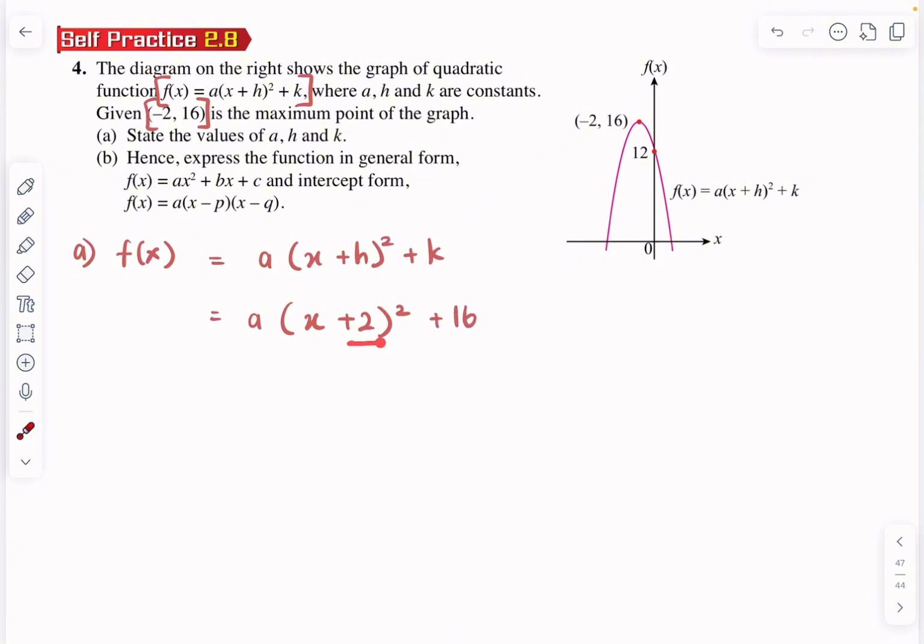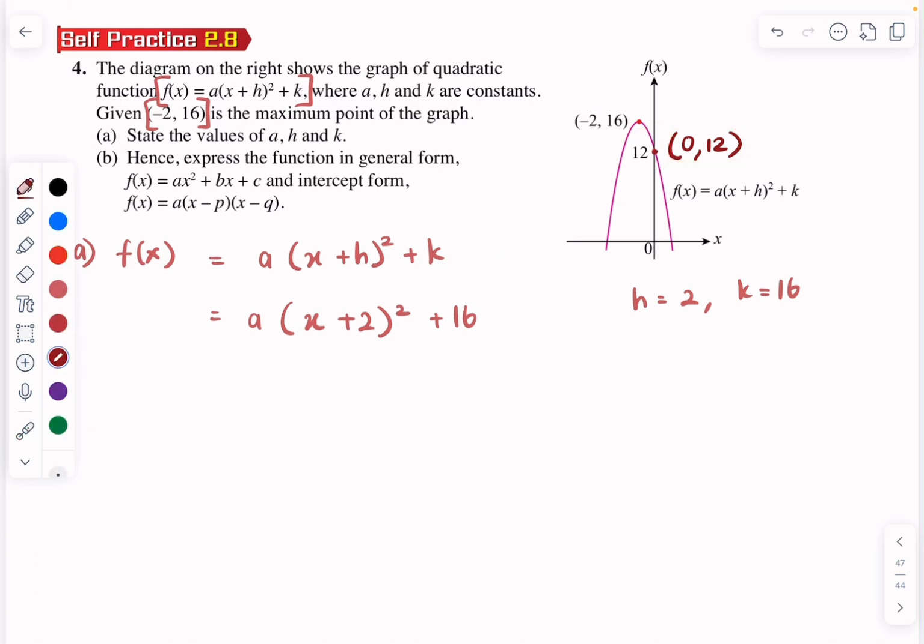Okay, so this will be the x and y coordinate. Just that the x coordinate, you must change the sign when you want to put it into the bracket. So from here, we can already say H is 2, K is 16. Now we only need to find A. To find A, we need to find any other coordinate that is on the graph. You can see here, they gave us another coordinate. This is the y-intercept. So if we write it in coordinate form, it will be (0, 12). x is 0, y is 12. So we use these coordinates, we put it into the equation, we can find A.